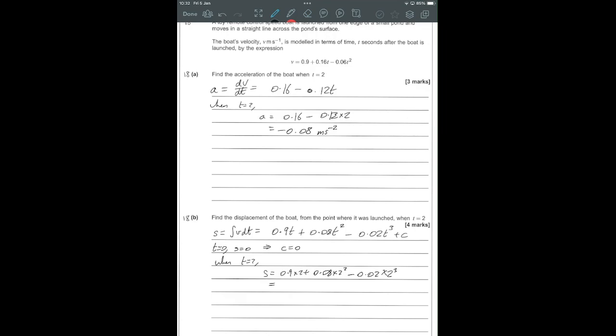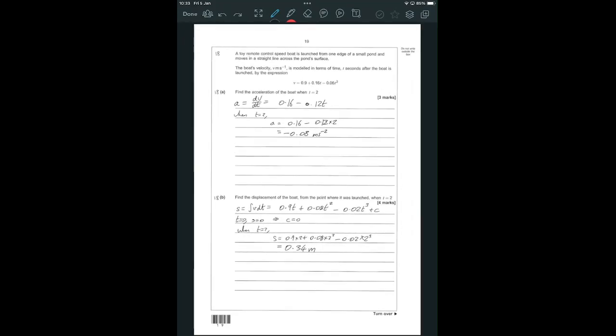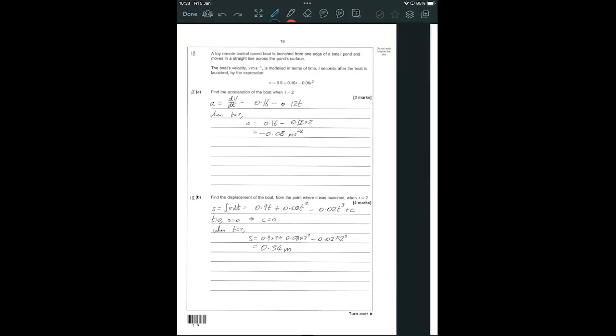So 0.18 plus the 0.08 times 2 squared minus the 0.02 times 2 cubed gives me a displacement of 0.34 meters. Does that seem reasonable? In 2 seconds, a boat goes 30 centimeters. It did start at rest. After 2 seconds, it is starting to slow down again. It doesn't seem unreasonable. Seems quite small, but it is quite a small scale situation. So no alarm bells are necessarily ringing too loudly for that one.